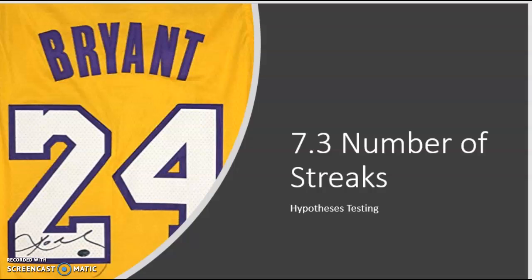This is Coach Lowe coming to you with, and this is totally not 7.3 because this year we sort of changed things up and it's 3.2. All right, so hang on, let me get this thing writing. So, bam, you're out of here. 3.2. Number of streaks, hypothesis testing.